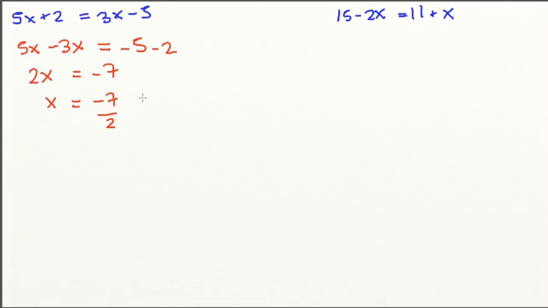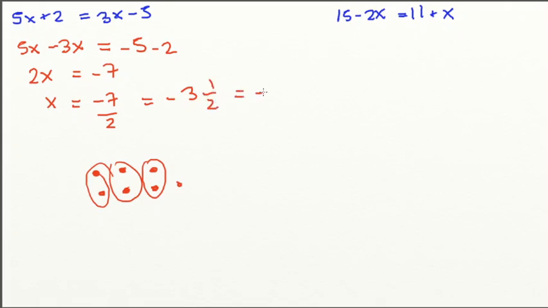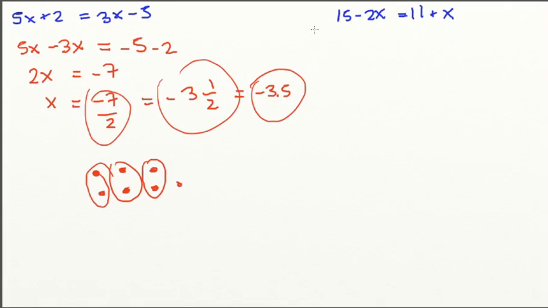There are other ways of expressing this number. For example, how many whole numbers do I have here? Well, think about it. 1, 2, 3, 4, 5, 6, 7. How many groups of 2 can I make out of this? 1, 2, 3 groups. So this is negative 3 and 1 over 2. Also, this is also negative 3.5. So all those answers, they mean the same number.